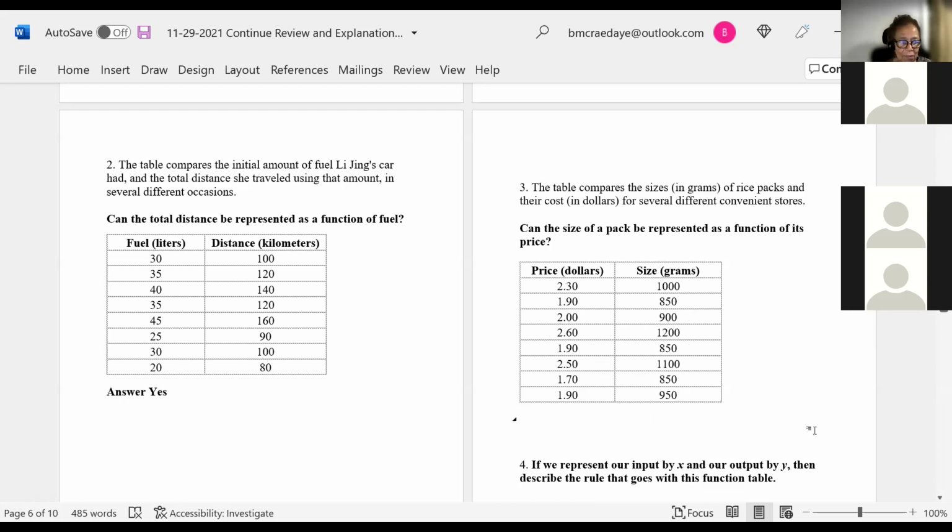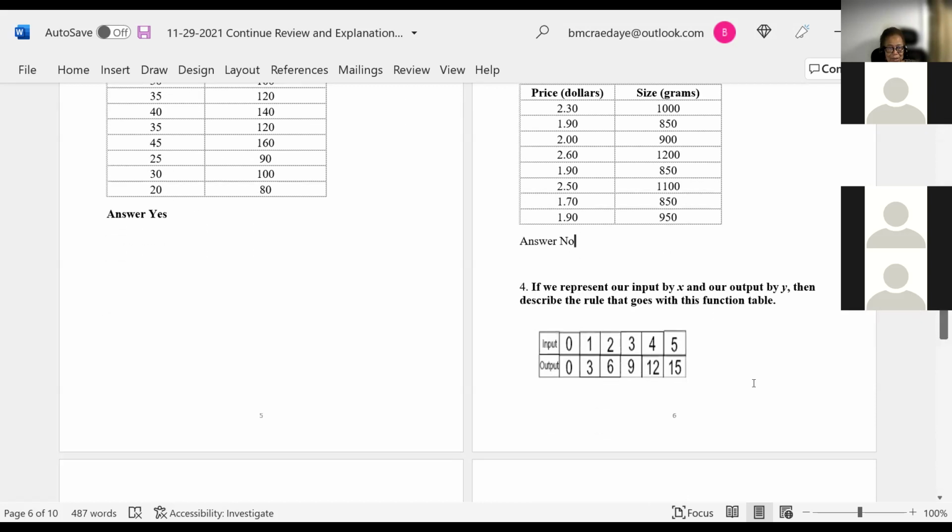So can the size of a pack be represented as a function of a price? Answer is no, because you've got price duplicated, but they're not mapping to the same size. Now you have 850 here, 850 here. If this were 850, then it would be a function. But this is a 950. It's different. Got it? So answer is no.